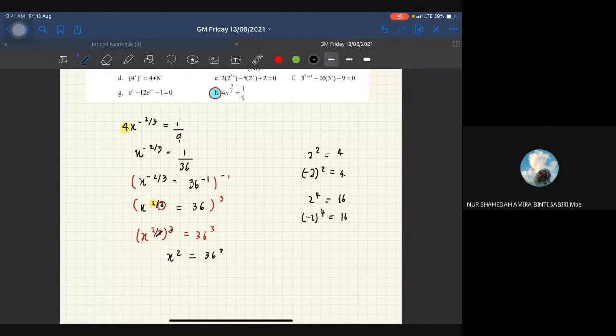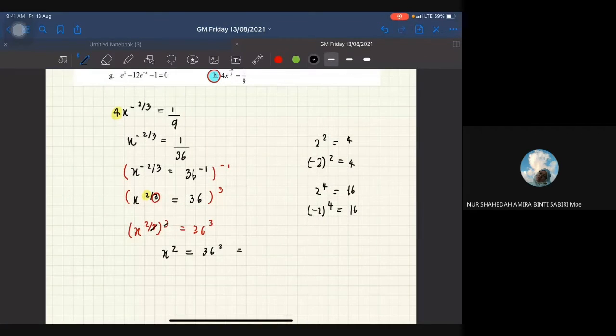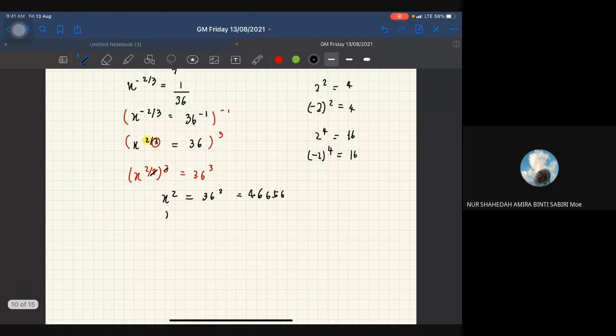36 power of 3 dapat berapa? Macam besar je nombor dia. 46,656. Okay, and then bila awak jadikan dia x sahaja, you will have plus minus 216. Boleh kah?